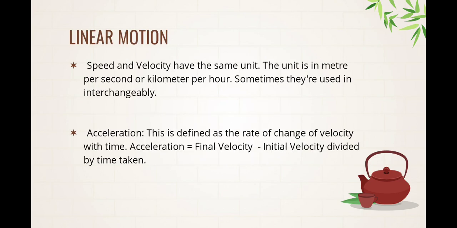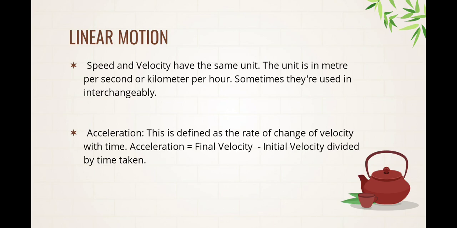Speed and velocity have the same unit. That is, they are either in meters per second or in kilometers per hour. There are some special cases where we can have them in kilometers per minute, kilometers per second, but the most common ones are meters per second and kilometers per hour. Sometimes they are used interchangeably. There are some questions where speed and velocity will be used interchangeably.